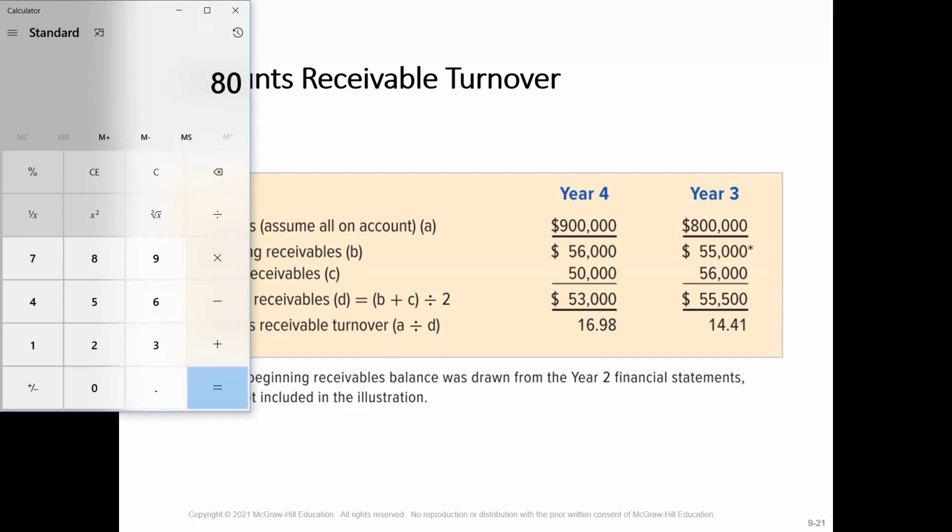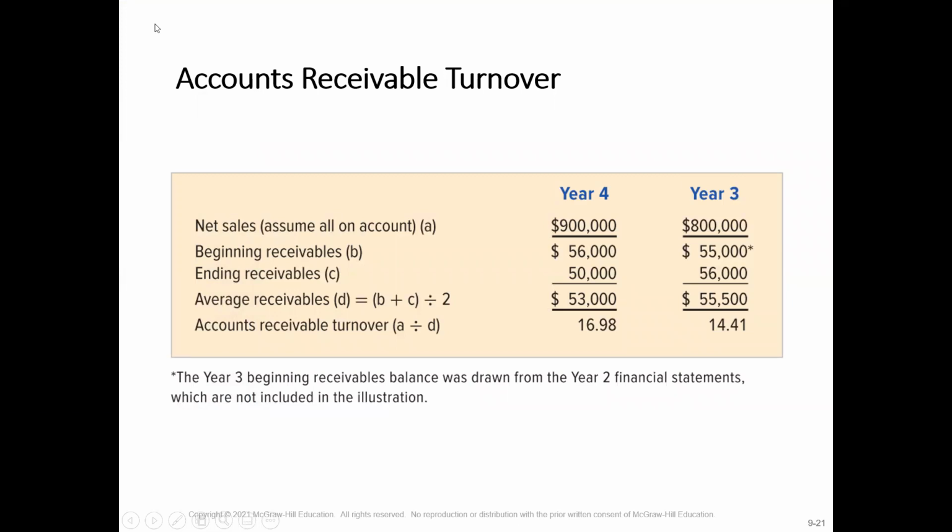So versus year 3, the average days to collect accounts receivable. Whoa. I don't think that's right. That was 800,000. Wait. Sorry. 365. Got on the wrong foot here. 365 divided by accounts receivable turnover. So year 3, our customers took about 25 days to pay accounts receivable versus 21 in year 4. So good indicator there. Customers are paying more quickly.